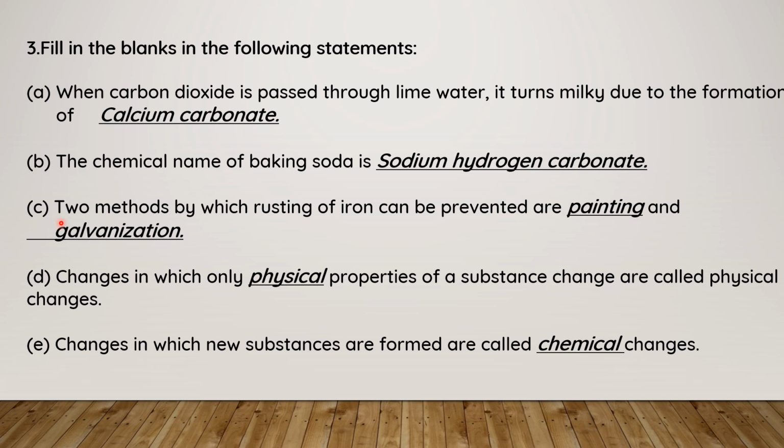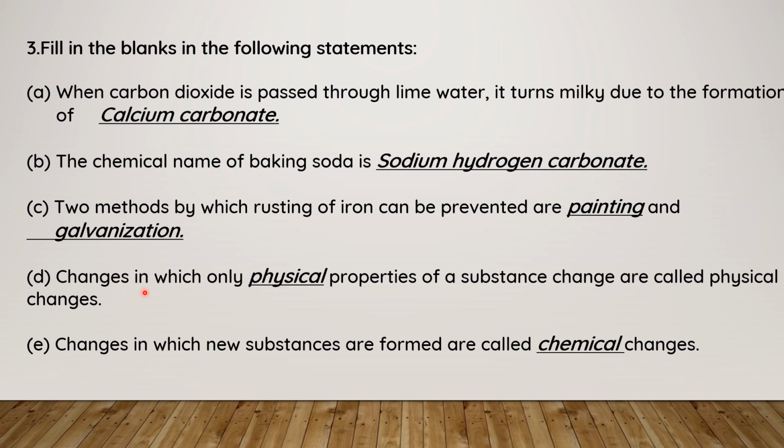Next one, two methods by which rusting of iron can be prevented are painting and galvanization, or you can write greasing. Those are the three methods you studied: painting, greasing and galvanization. Any two you can write.